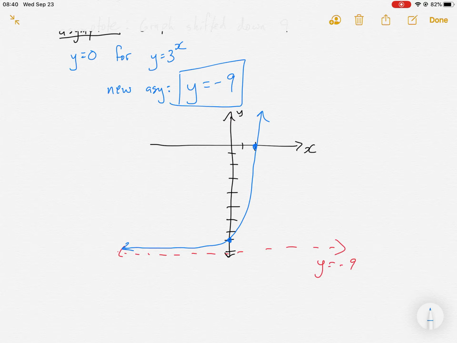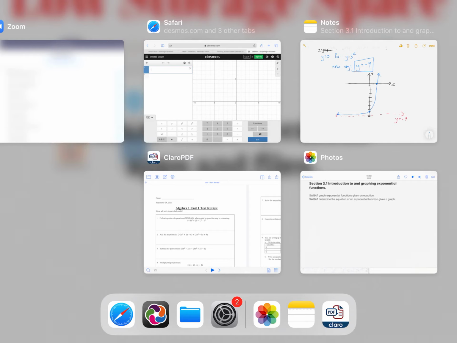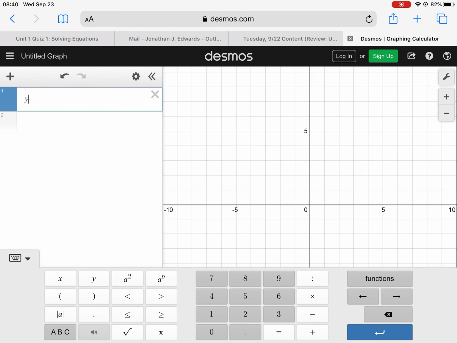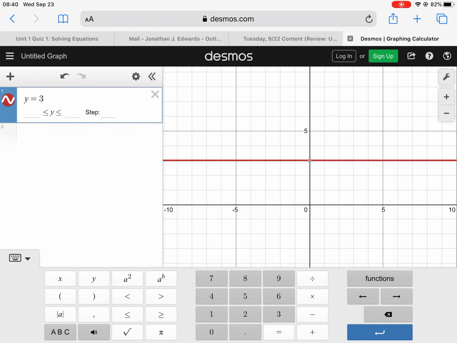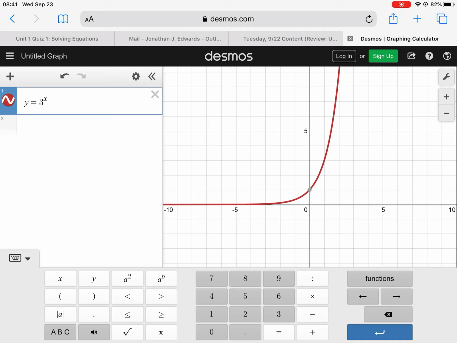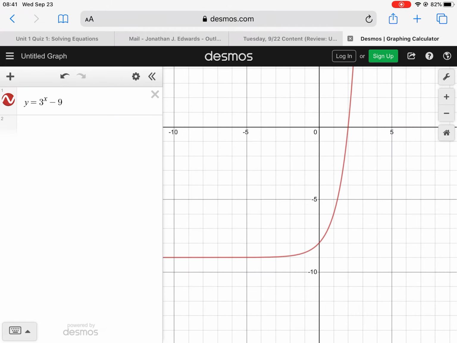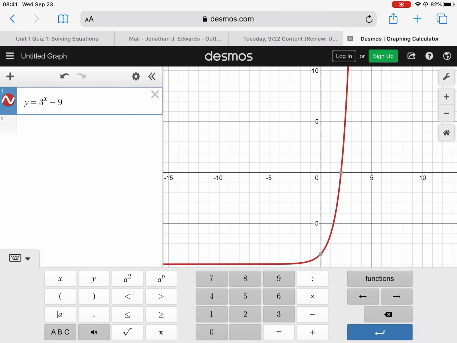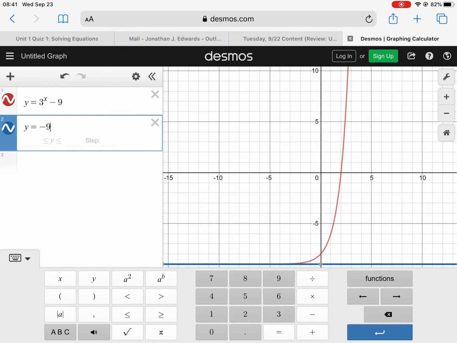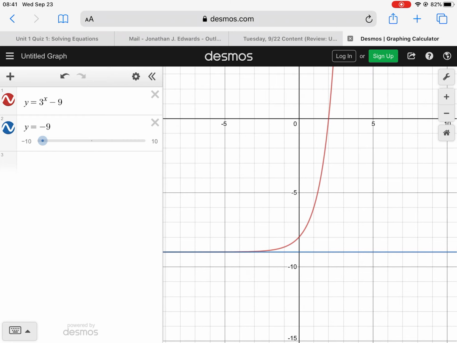So if I actually went into Desmos, and I graph y equals 3 to the power of x. So I'm using this a to the power of b button next to the a squared button. And then I said -9. There's my graph. I could also plot the line y equals -9 to show that's where the asymptote is. And so now we have a nice graph of our function.